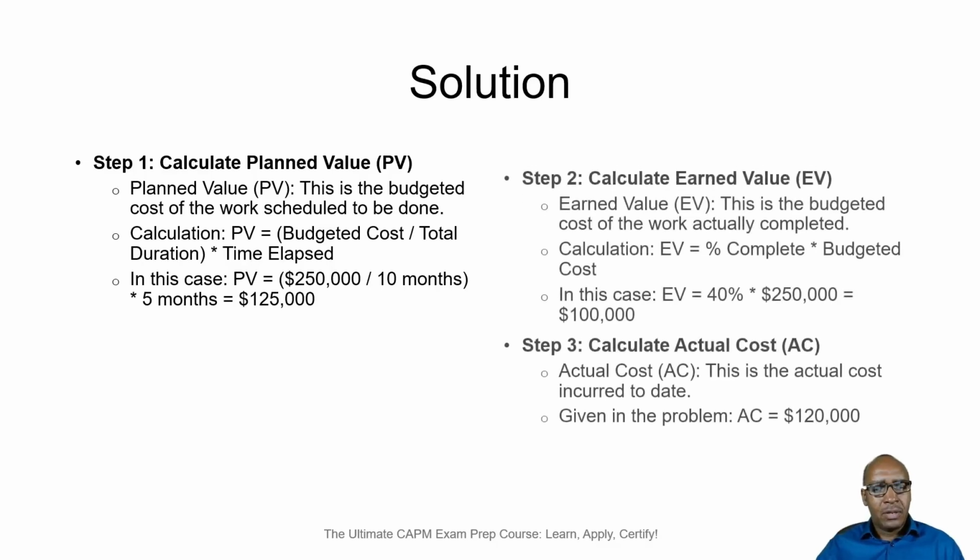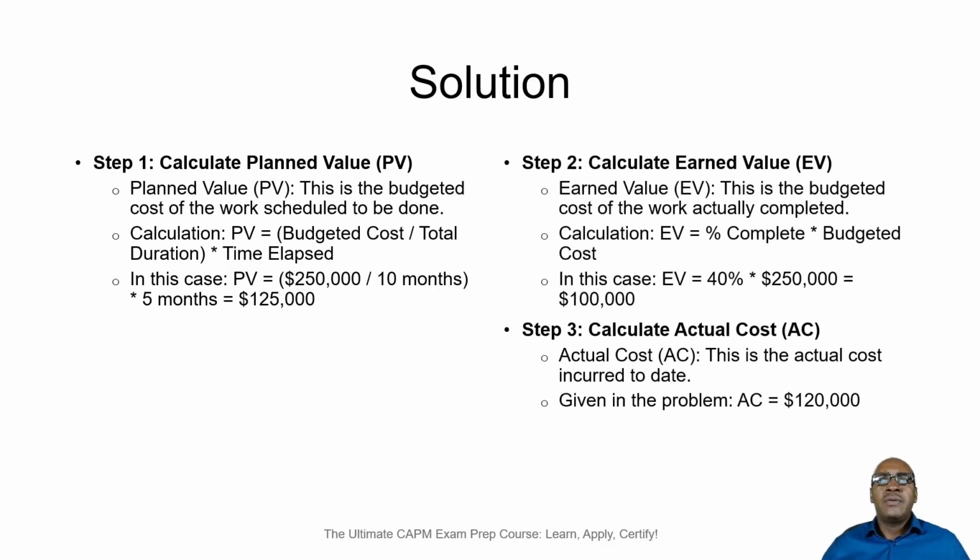Next, we calculate our earned value. The earned value is the budgeted cost of work actually completed. And here the earned value is equal to the percentage complete multiplied by the budgeted cost. In this case, it is the 40% of the work that has been completed multiplied by the $250,000, which gives you $100,000. The actual cost was given as $120,000, and that was given in the question. We were told that we incurred $120,000 in cost.